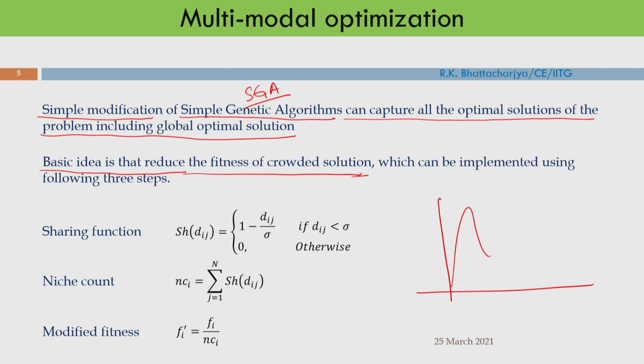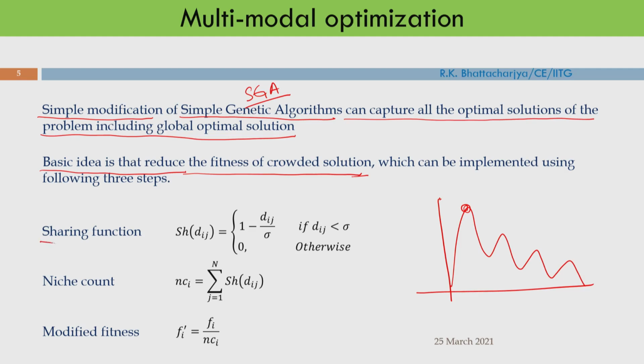so this is the problem, and now what is happening is that all the populations are somewhere here. So, in that case what will happen? Any solution you take here is a crowded solution. Now, I do not need all the solutions at this particular point. So, I will reduce the fitness of this crowded solution, which can be implemented using the following 3 steps.